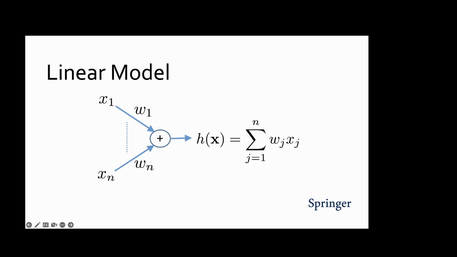It can be useful to represent a model using a signal flow chart. The linear model can be represented by a simple chart that consists of a summation unit. The inputs to the summation unit are the weighted features of a data point.